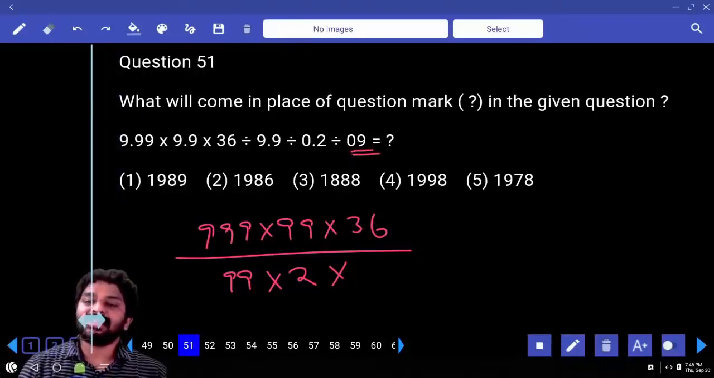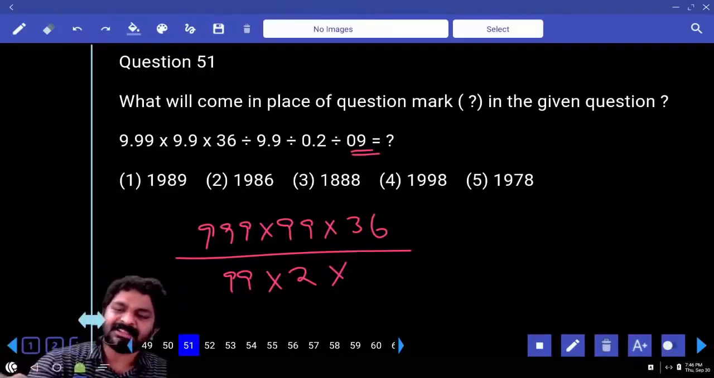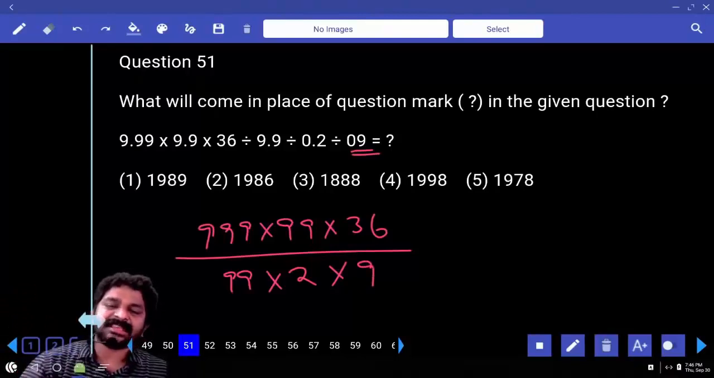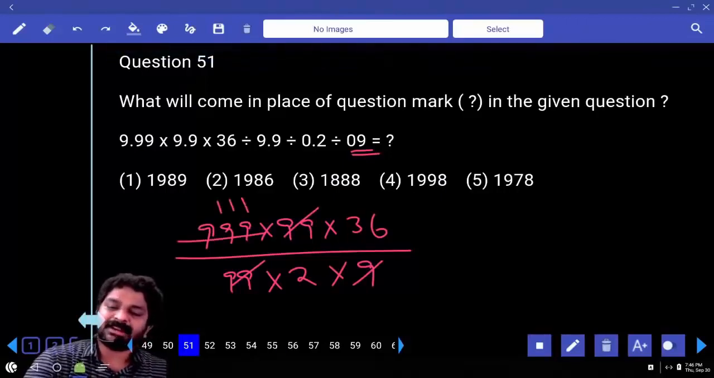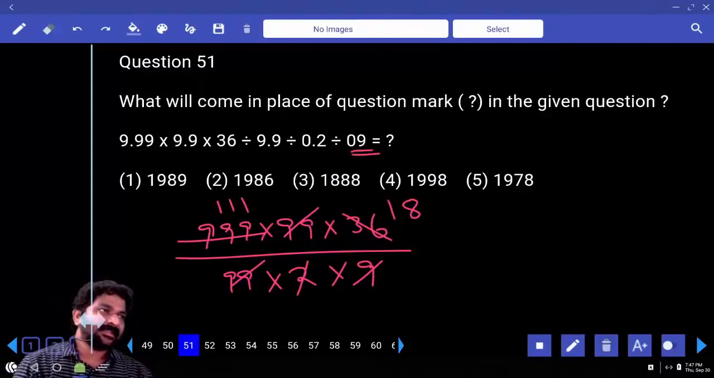Let us treat it as 0.9 for some time. We'll see the answer. 99 gets cancelled. 9 how many times? 111 times. 2 how many times? 18 times. 111 into 18, in the sense, a 4 digit number. Yes. That has to be 0.9 only.